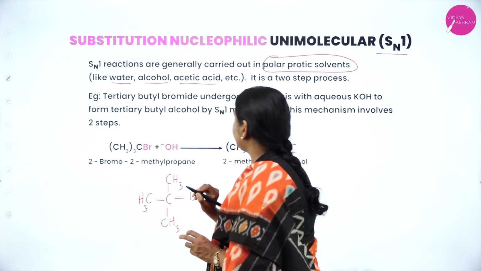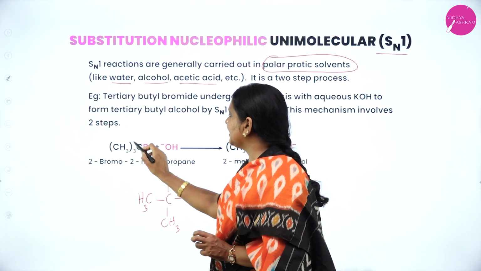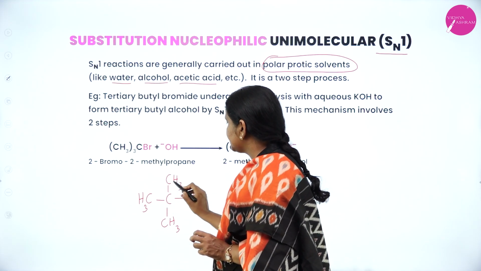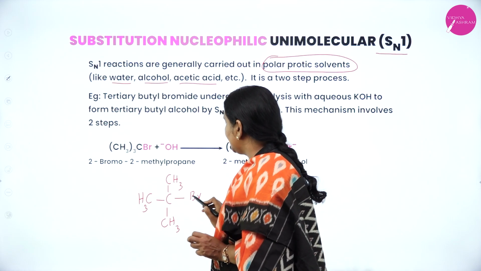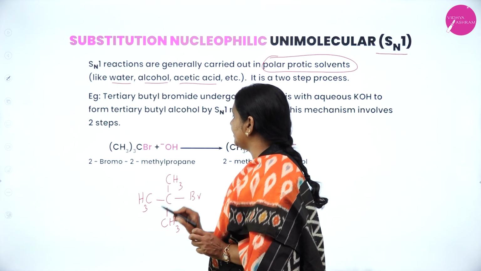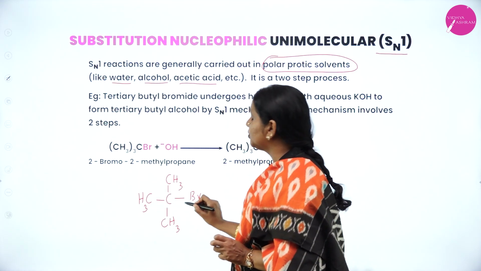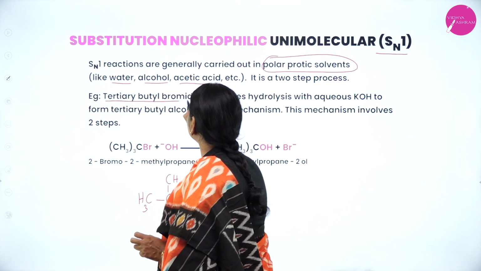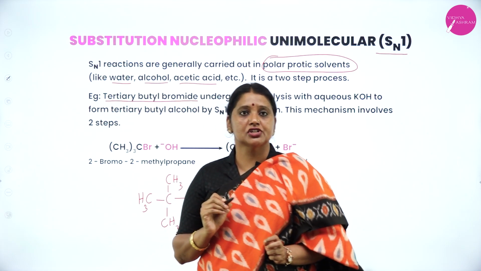Tertiary butyl bromide is written as (CH3)3CBr. CH3 how many times? 3 times, and the bromine atom is attached to the carbon. It is known as tertiary butyl bromide, which is the trivial name.